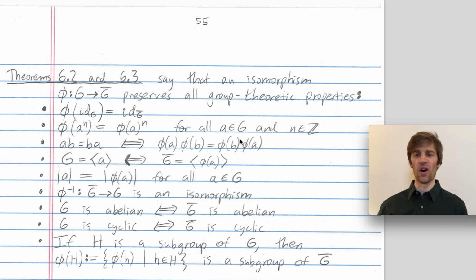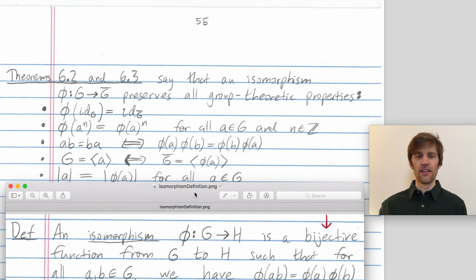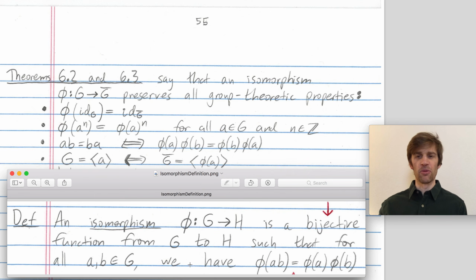Introduction today to all of the properties that isomorphisms preserve. This is a combination of Theorem 6.2 and 6.3 in our book. Essentially, isomorphisms between two groups preserve any property that you can imagine. Let me remind you what an isomorphism is.